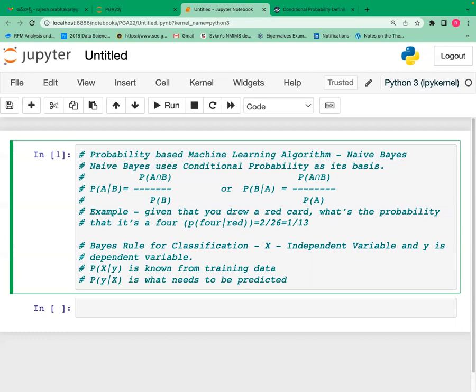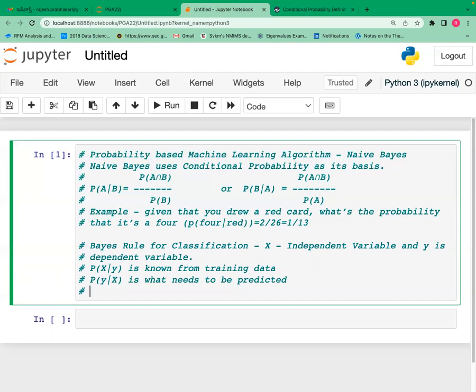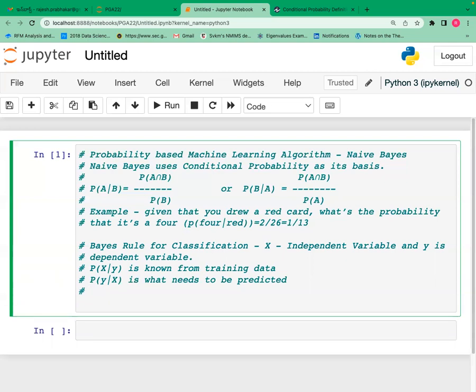So the probability of X given Y is already known from our training data. We have our historical data. We can calculate the probability of X given Y. What we are trying to predict is the probability of Y given the independent variable X. So the formula is extended. Probability of, let me go down.